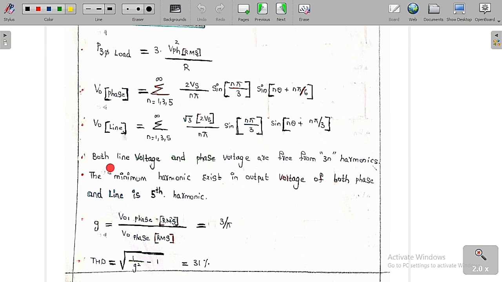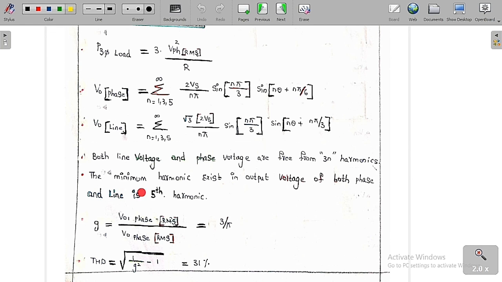So both the line voltages and the phase voltages are free from odd 3n harmonics. Because of this component only, we say that all the odd 3n harmonics are absent in both the phase voltages and also the line voltages. Whereas in the 180 degree mode of operation, only in the line voltage are they absent, but not in the phase voltages. For the 180 degree mode, the odd 3n harmonics are absent only for the line voltages.